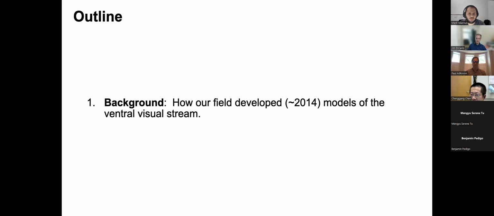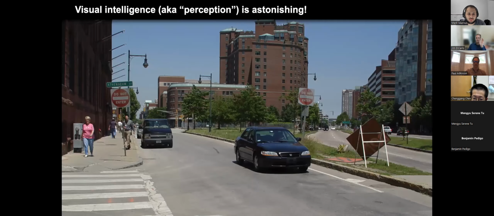Okay, so background. How has our field developed models that, around 2014, were starting to take off as the leading models of the ventral stream? Let me give you some context here.